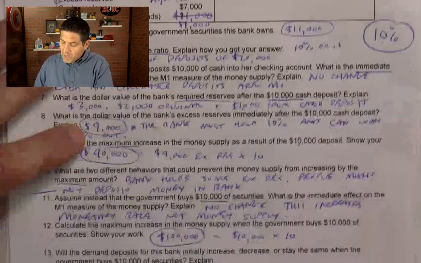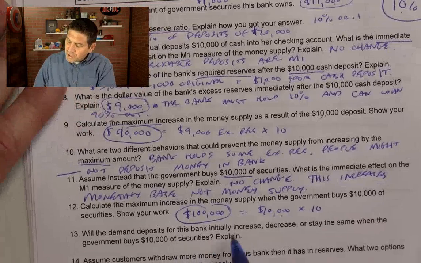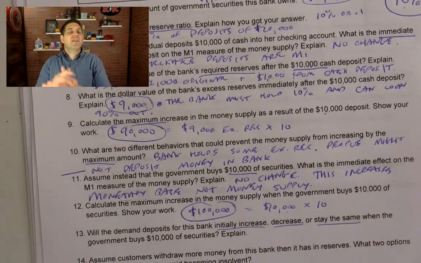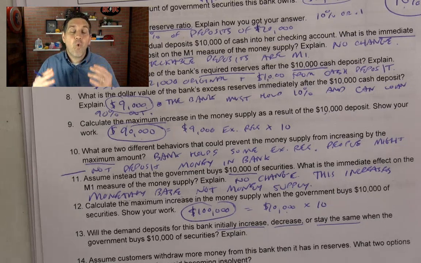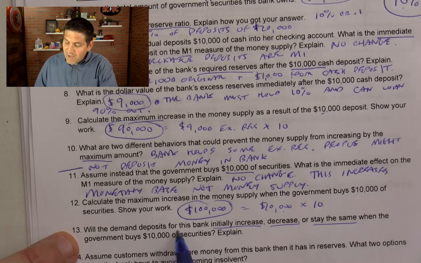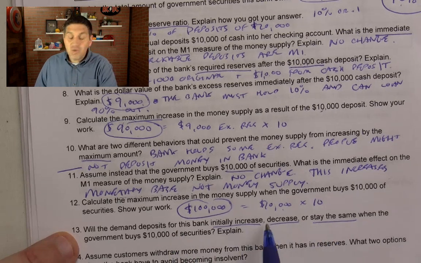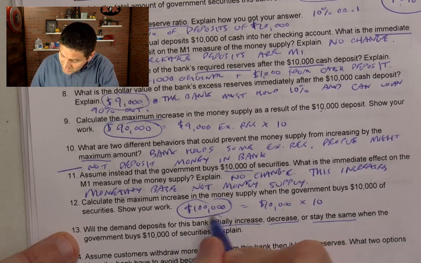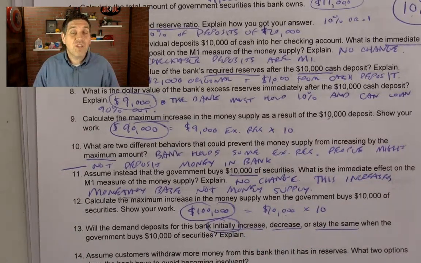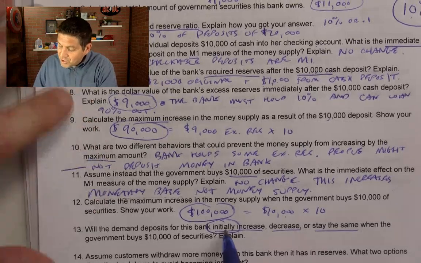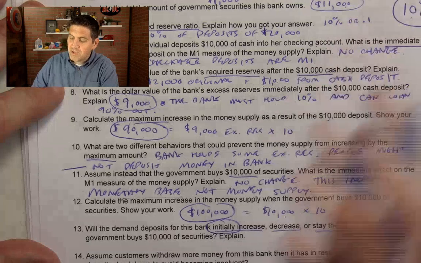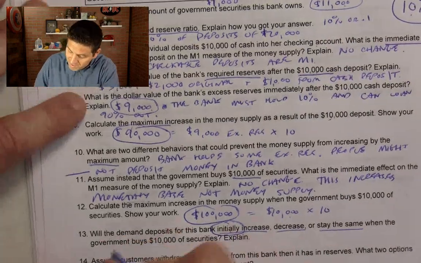Will the demand deposits for this bank initially increase, decrease, or stay the same? Again, this is where things start getting tricky. It all depends on the question. So if I were to say, will demand deposits for this bank increase, decrease, or stay the same, the answer would be increase. But that word initially is key, right? And this is why I'm telling you, it's all about the wording. Really watch out for the wording on these questions. The initial change, so when this takes place, nothing happens to demand deposits. $20,000 is still the amount of money, so no change.